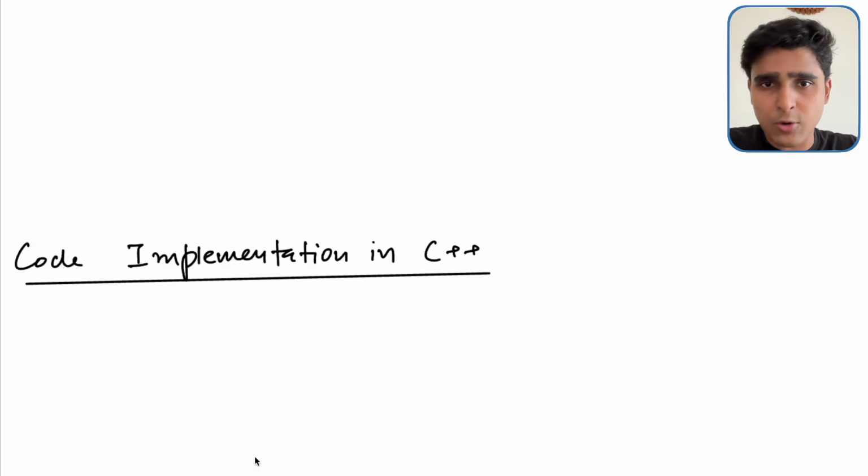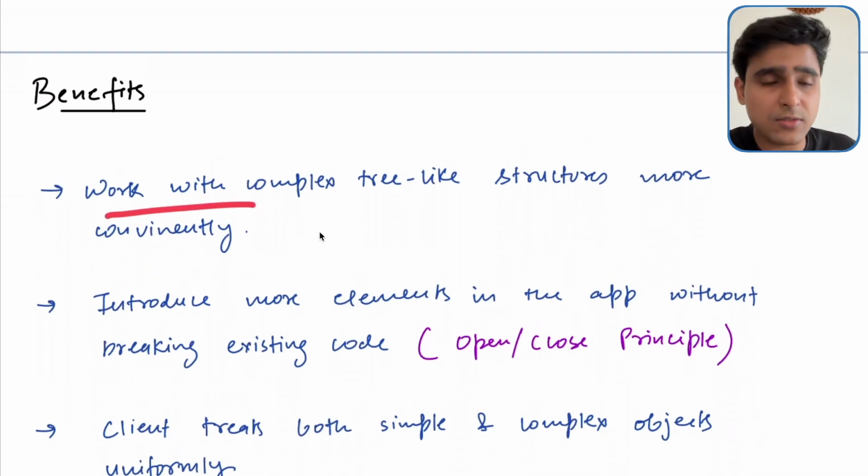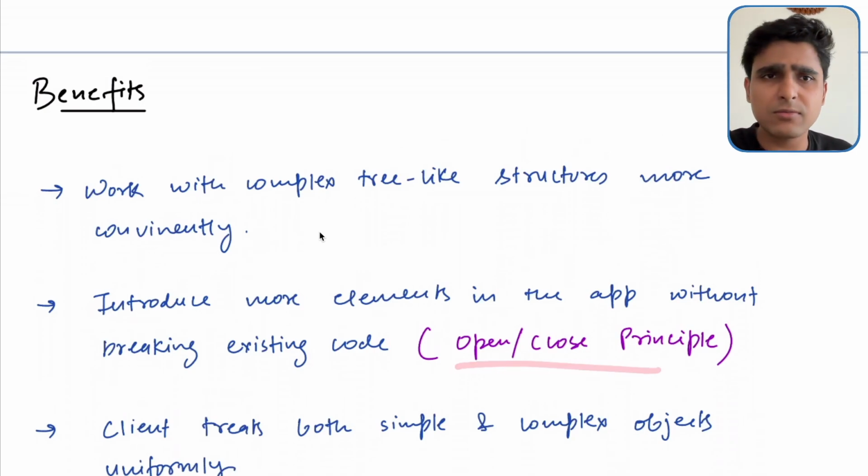So that's it with the code. Let's come back finally to the benefits. We can all see we can easily work with complex tree-like structures more conveniently using this design pattern. And you can also introduce more elements in the app without breaking the existing code. Let's say if you want to add one more type of object, you can implement that interface, create a class for that, and add maybe children or whatever you want to do. So basically it also follows the very common open close principle. So it is open for extension but closed for modification.